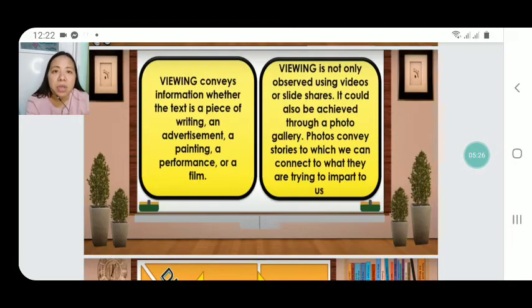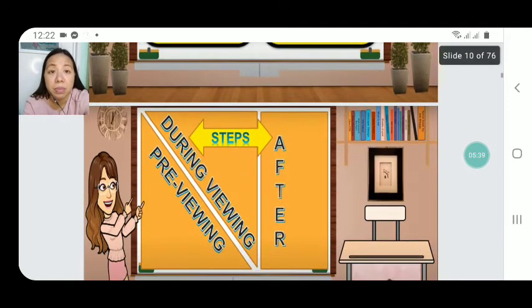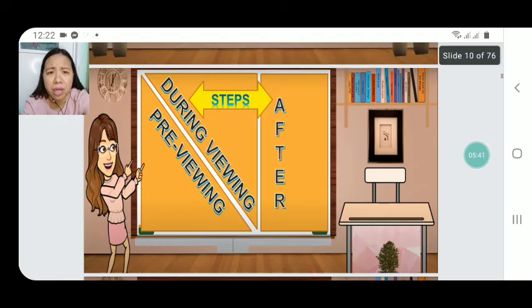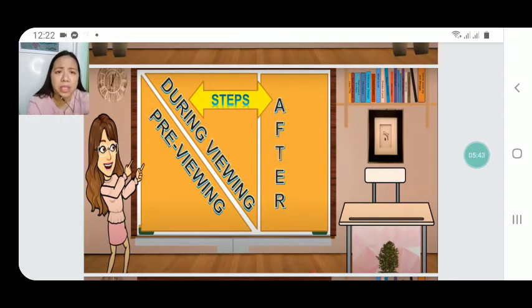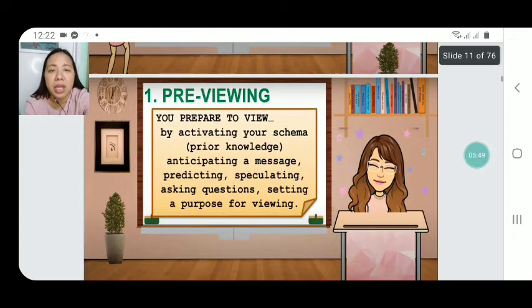Viewing is not only observed using videos or slideshares, it could also be achieved through a photo gallery, photo stories to which we can connect to what they are trying to impart to us. Now, viewing has parts. So the steps in order for us to complete the viewing process are pre-viewing, during viewing, and after viewing. Let us understand it one by one.